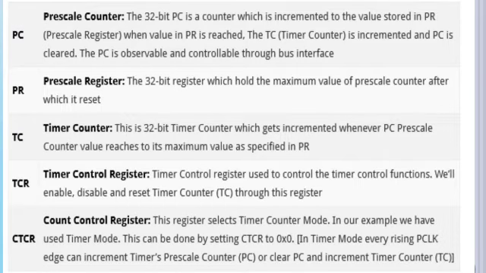Timer control register is used to control the timer functions; we can enable, disable and reset the timer counter through this register only. Count control register: this register selects the timer counter mode. In our example, we have used timer mode. This can be done by setting CTCR to 0. Okay, in timer mode, every rising PCLK edge increments the timer's prescale counter, or clears PC and increments the timer counter.